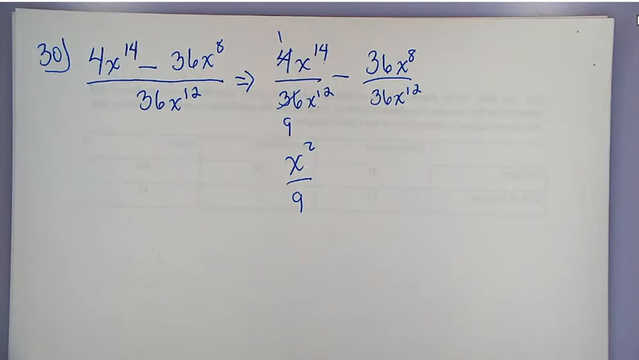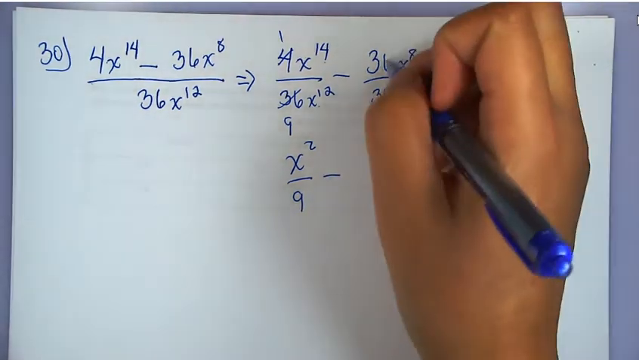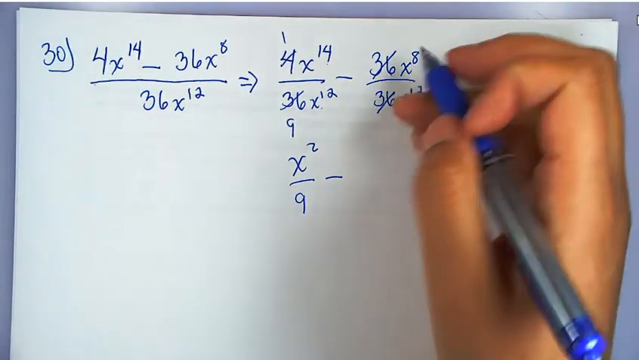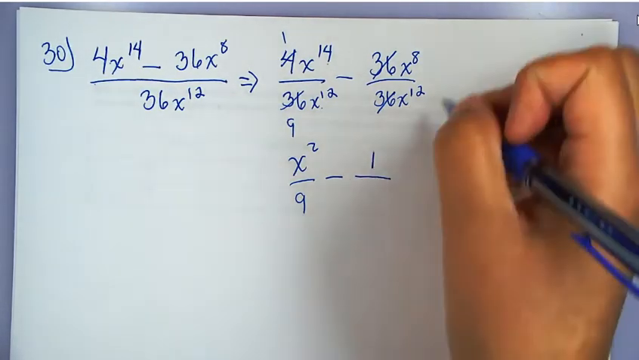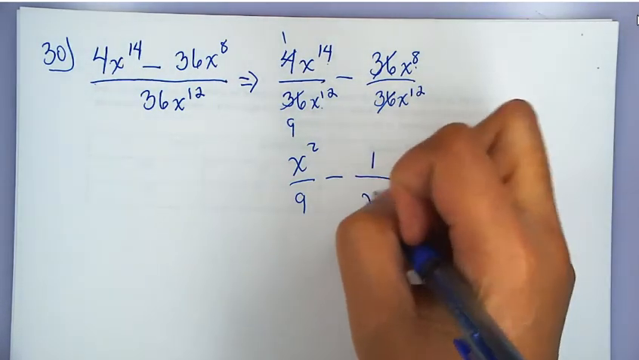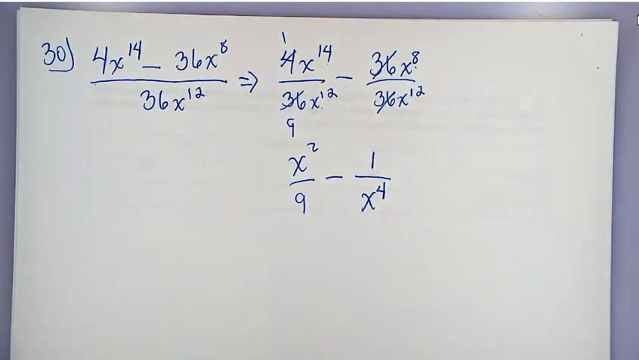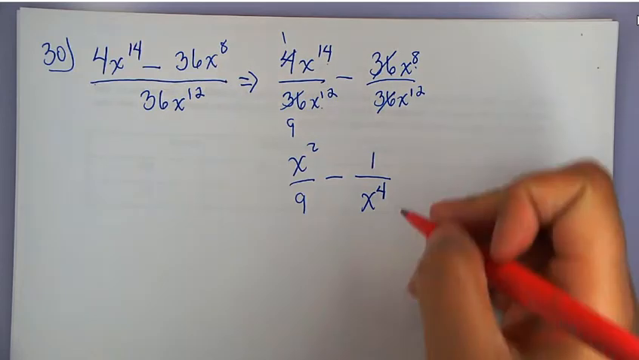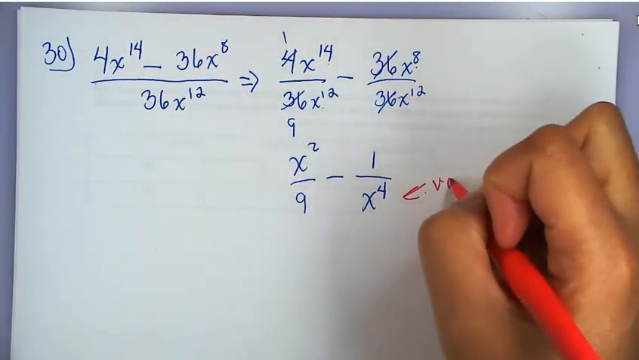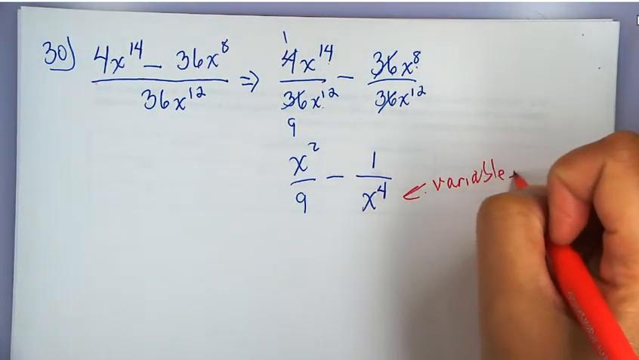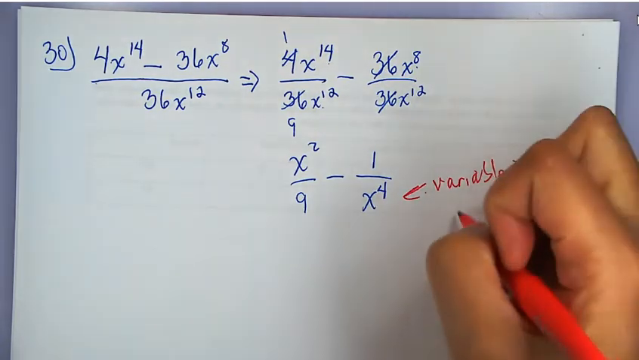Second term, minus the 36's cancel. So that leaves me with 1 on top. And then I have 8, I'm taking away from 12, I've got 4 left on the bottom. And this is my expression that's left over. This is not a polynomial. Does anybody know why this is not a polynomial? This expression here is not a polynomial because we have a variable in the denominator. So it's not a polynomial.